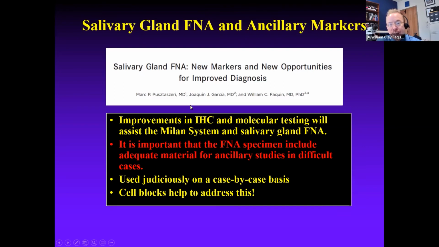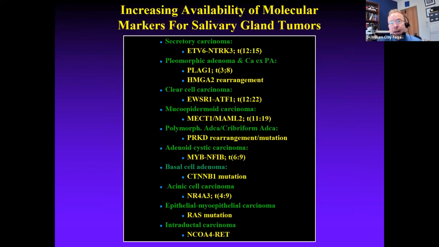I do not use ancillary markers on every salivary gland FNA case. In fact, I only use them on, I'd say, a minority of cases. They should be used judiciously on a case-by-case basis. But if you're dealing with a difficult salivary gland FNA, especially a neoplasm, that's when you can get material for a cell block and apply ancillary studies, and oftentimes that will help to give you a more specific diagnosis.